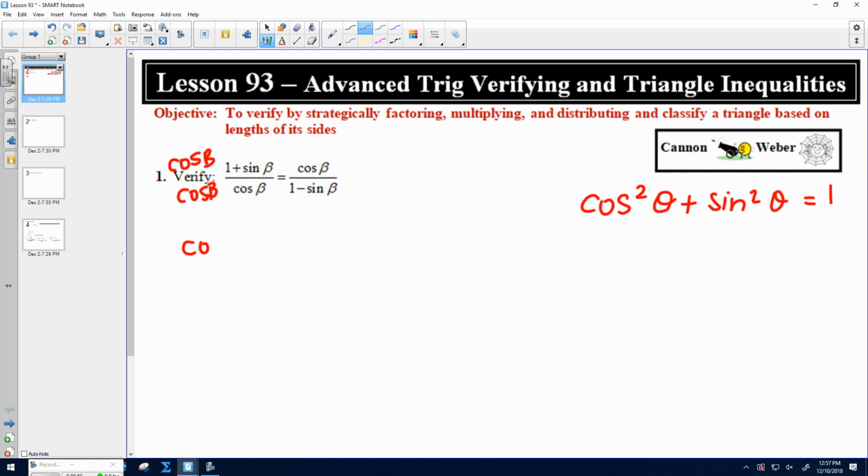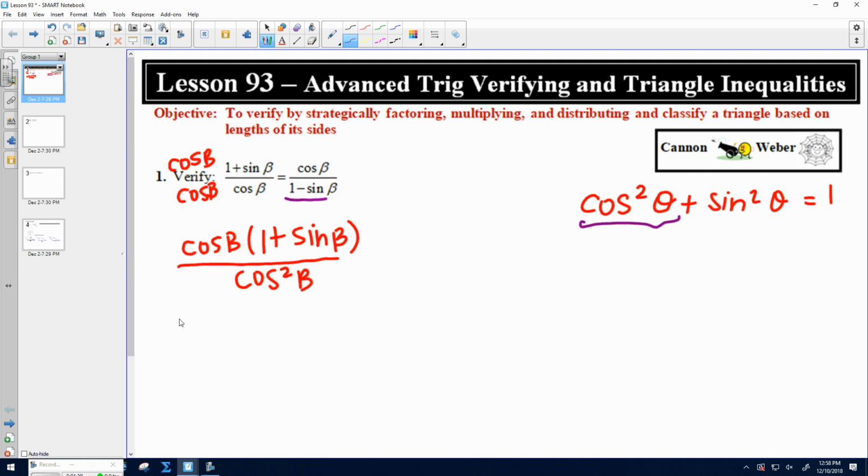So in the top we have cosine beta times 1 plus sine beta. And now in the bottom we have cosine times cosine. So that gives me cosine squared beta. Okay, I'm trying to get to where I have some sines in the denominator. So now I can replace this cosine squared. All right, once you get a Pythagorean identity, then look to replace it. So cosine squared beta is equal to 1 minus sine squared.